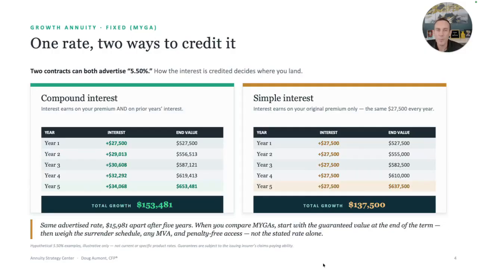Now, here's where people can get tripped up because they don't look at the fine print. And so not all MYGAs are created equal. Some have compound interest, others will use simple interest as their crediting method. And so you can see here in the example on the screen, it's a pretty significant difference. We're talking, $15,900, almost $16,000 difference by just that one piece. And so why is that the case?